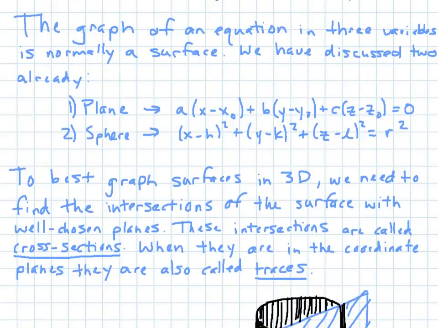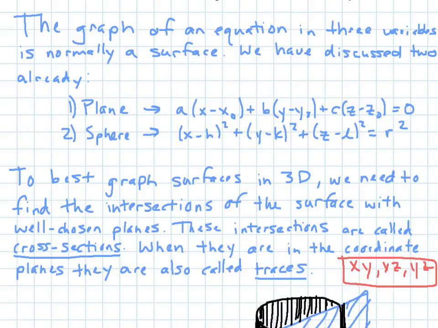So you have your XY plane, your XZ plane, and then the YZ plane. Okay, so that's what I mean by well-chosen planes, because those are the nice ones where one of your values is 0, and it gets us a good look, and then we don't have to do a lot of number crunching to figure out what it's supposed to look like.